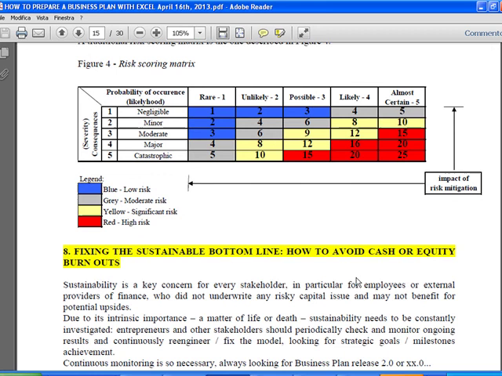There are two important things we have to avoid. Cash burnout, which means running out of cash, burning cash completely, or equity burnout, if the net equity, the difference between assets and liabilities, goes to zero and then becomes negative. These are going to be big problems to avoid, especially the cash burnout.